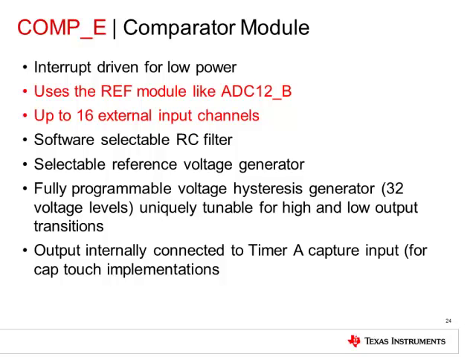Some of the other features of the comparator include inverting and non-inverting terminal input multiplexer, software selectable RC filter for the comparator output, outputs that are internally tied to Timer_A capture input for capacitive touch applications, ultra-low power comparator mode, and interrupt-driven measurement system for low-power operation support.